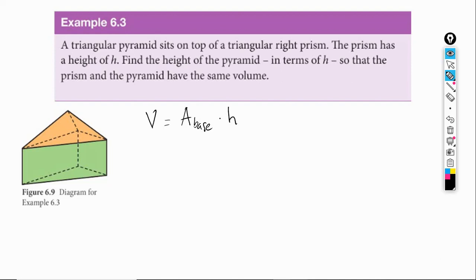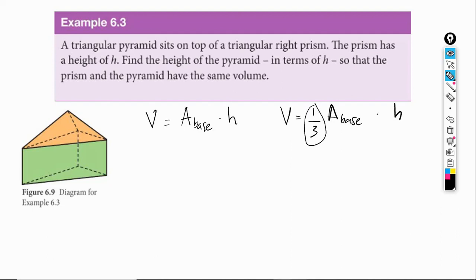Whereas for a pyramid, you have a very similar formula. The volume of a pyramid is one third the area of the base times the height. So the difference here is this 1/3, as you can see.